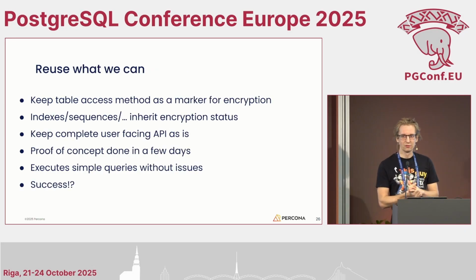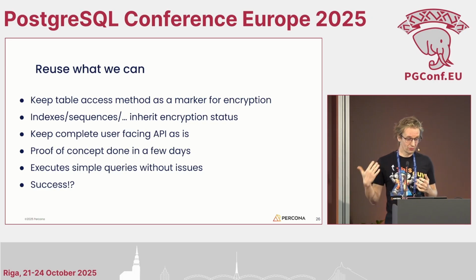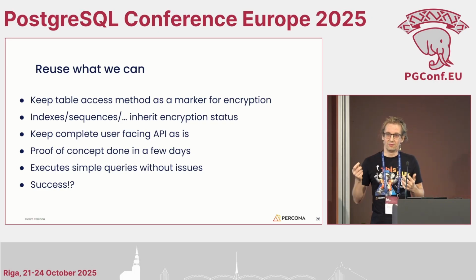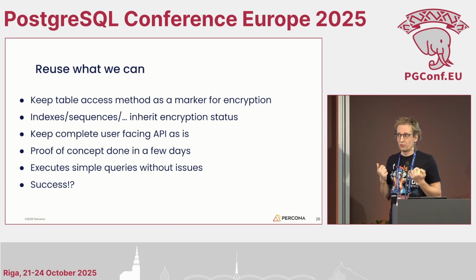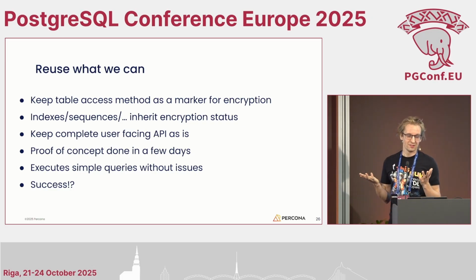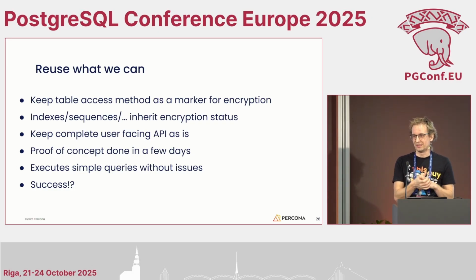We also decided to reuse everything we can from our previous solution. For example, in the previous solution, we used access methods as a marker for encryption. We created this TDE heap access method, and the new solution didn't have a need for an access method, but we decided that this is still a good marker to see which tables are encrypted and which tables are not encrypted. So we kept our access method and said that everything that uses TDE heap is encrypted. Everything that doesn't use it is not encrypted.